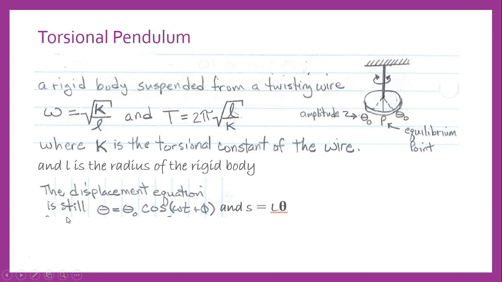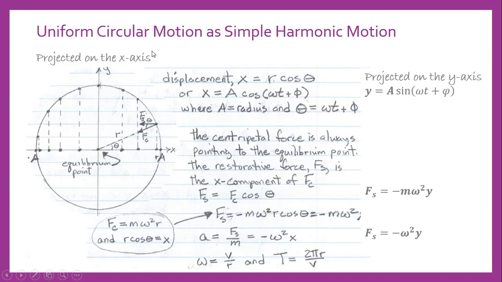As before, the angular displacement equation stays the same, and so does the formula for converting angular displacement into arc length displacement. Let's look at uniform circular motion as simple harmonic motion. Here we're taking an object that's going in a circular path, but we're only projecting its motion on the x-axis. So you can see as a result it's going to go back and forth in a repetitive motion on the x-axis.